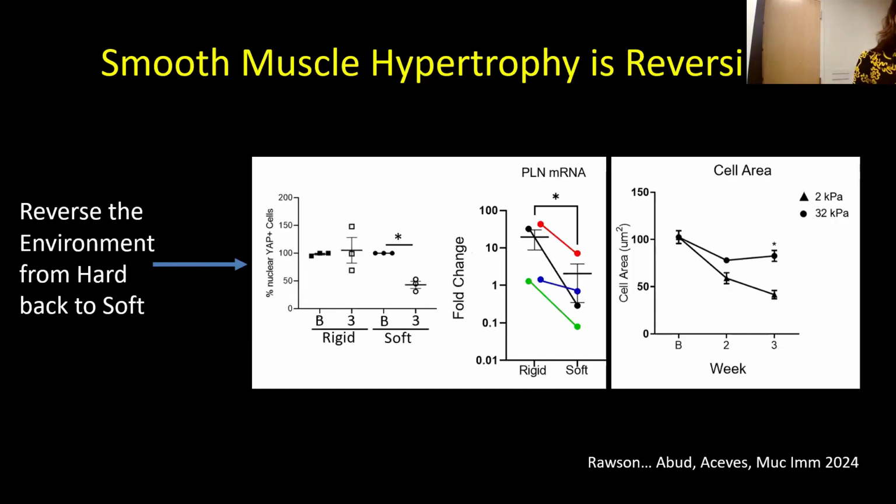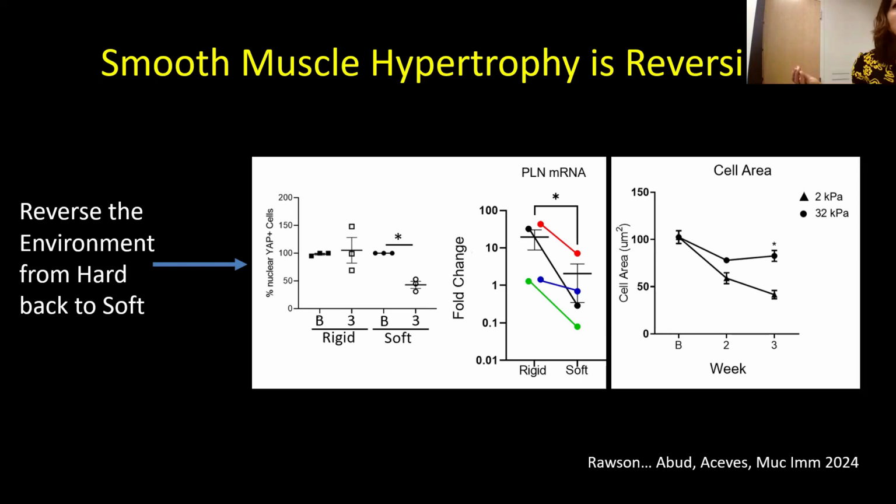So then the question becomes, okay, if I make the matrix soft again, can I reverse this whole process? Like if I could rigidify the esophagus of a patient with EOE, could I make the muscle cells normal again? And that's what this is showing you. If you culture the cell on a rigid matrix and then you shift them over to a soft matrix, what happens is they actually get smaller again. So the nuclear YAP goes down, the PLN transcription goes down, and most importantly, the size of the muscle cell comes down. And so the rigid matrix alone, inside of inflammatory signals, is enough to make the smooth muscle too big. I didn't show you the data, but it also changes the way it contracts.